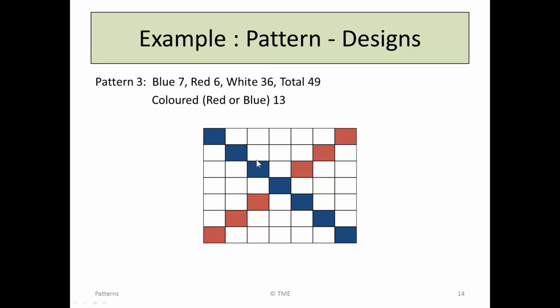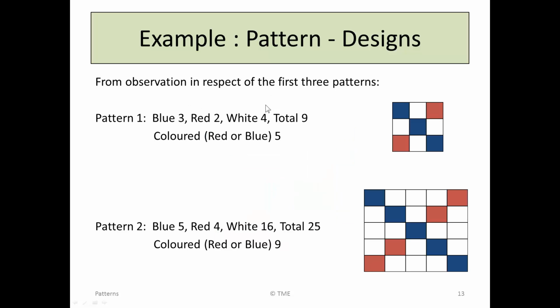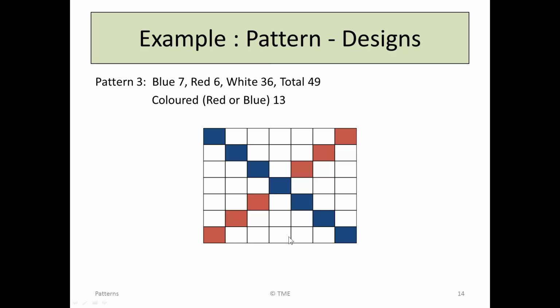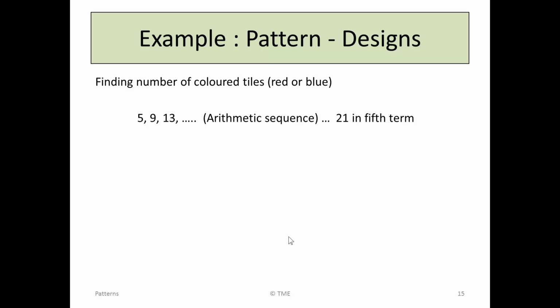And in the third one, we had 1, 2, 3, 4, 5, 6, 7 blue, 6 red, or a total of 13 coloured red or blue tiles. So here we have a total of 5, 9 and 13. So our sequence now for the number of coloured tiles, 5, 9 and 13, if we were asked to find how many in the fifth term, we would probably see that this is arithmetic.